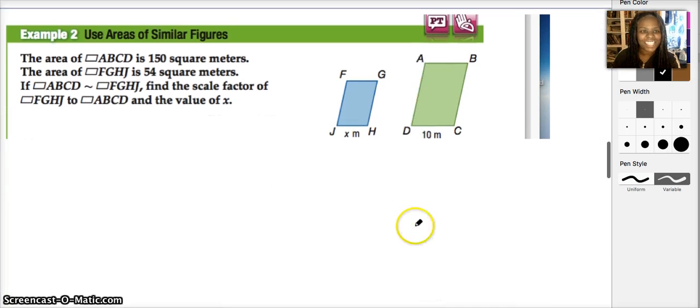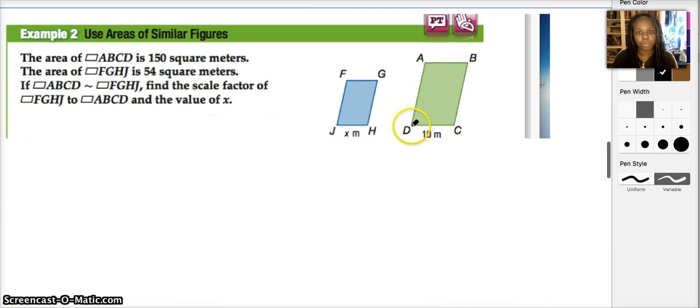All right, so let's look at example 2. Again, we have two figures whose sides are proportional, so they're similar. The area of ABCD, the larger one, is 150 square meters, and the area of FGH is 54 square meters. If these two figures are similar, find the scale factor. That's the word I wasn't saying right earlier; I said the ratio of the sides, the linear ratio, but it's the scale factor. Find the scale factor of these two parallelograms and find the value of x.